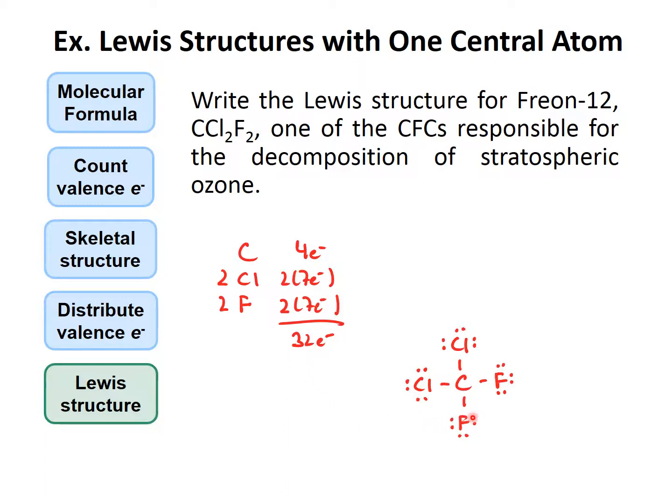We should note here that fluorine, which is one of the elements that must obey the octet rule, has 2, 4, 6, 8 electrons. And this is true for both of the fluorine atoms. Carbon also must obey the octet rule, and we have 2, 4, 6, 8 electrons for carbon. And so this is the correct Lewis structure for dichloro-difluoromethane. Finally, you'll note that even though chlorine does not have to obey the octet rule, in this case it does indeed have an octet, 2, 4, 6, 8 electrons.